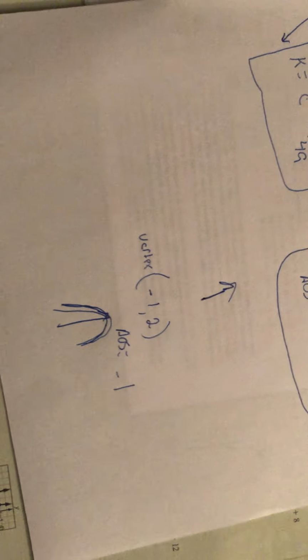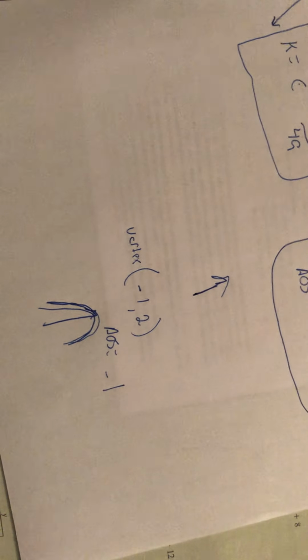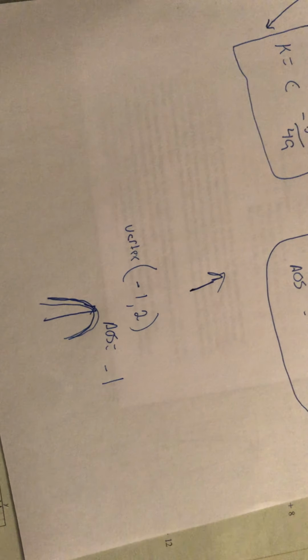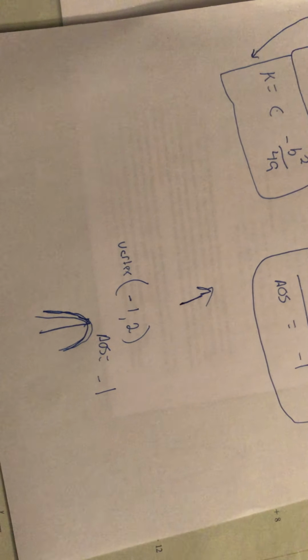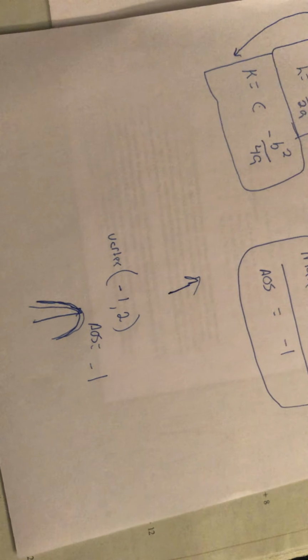So vertex, and this is axis of symmetry. And again, guys, I apologize for my poor writing, but I figured this is going to be a little easier to look at the book instead of trying to draw everything out, because my drawings are terrible, as you can see here.